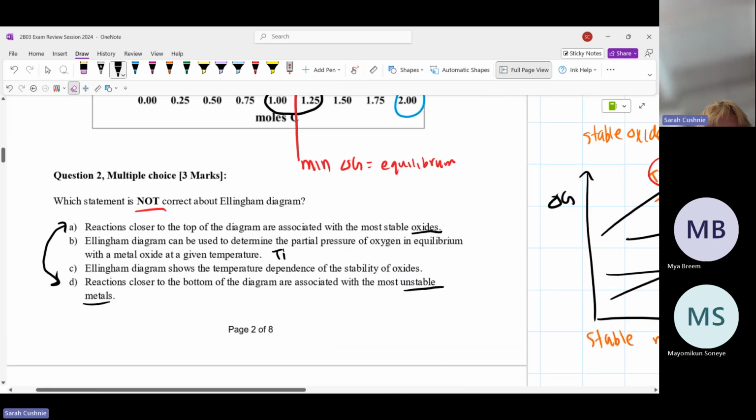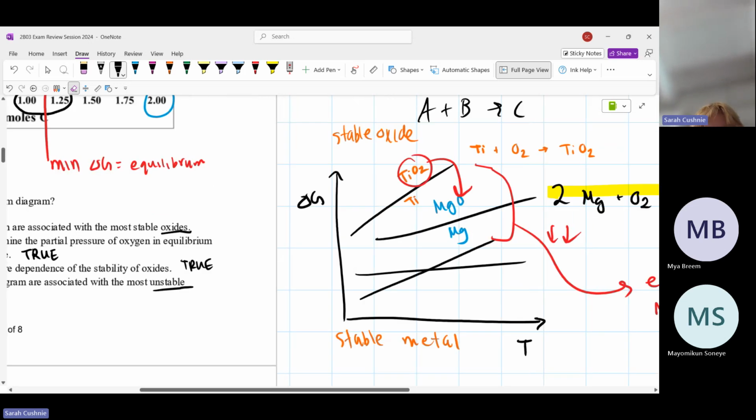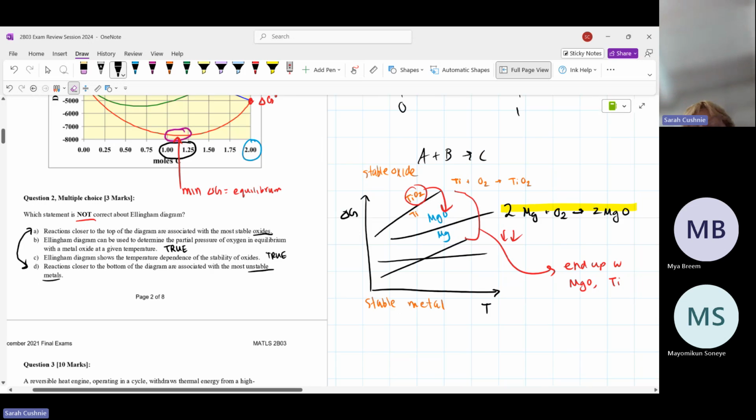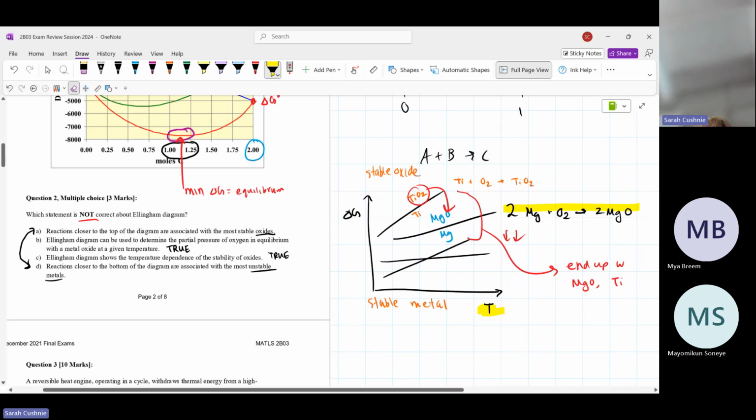So we know that this is true. And then for C, it shows the temperature dependence of the stability of oxides. Once again, we know that this is true because we're talking about oxides and their stability. We're talking about how oxides versus metals exist in relation to each other. That's talking about their stability. And one of the axes is temperature, so therefore we're showing the temperature dependence of that.